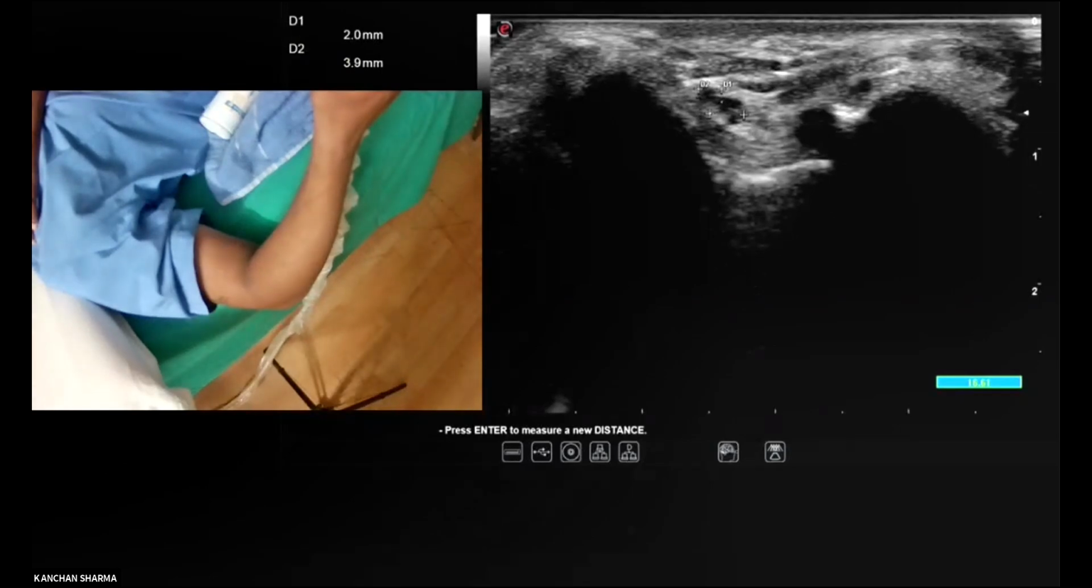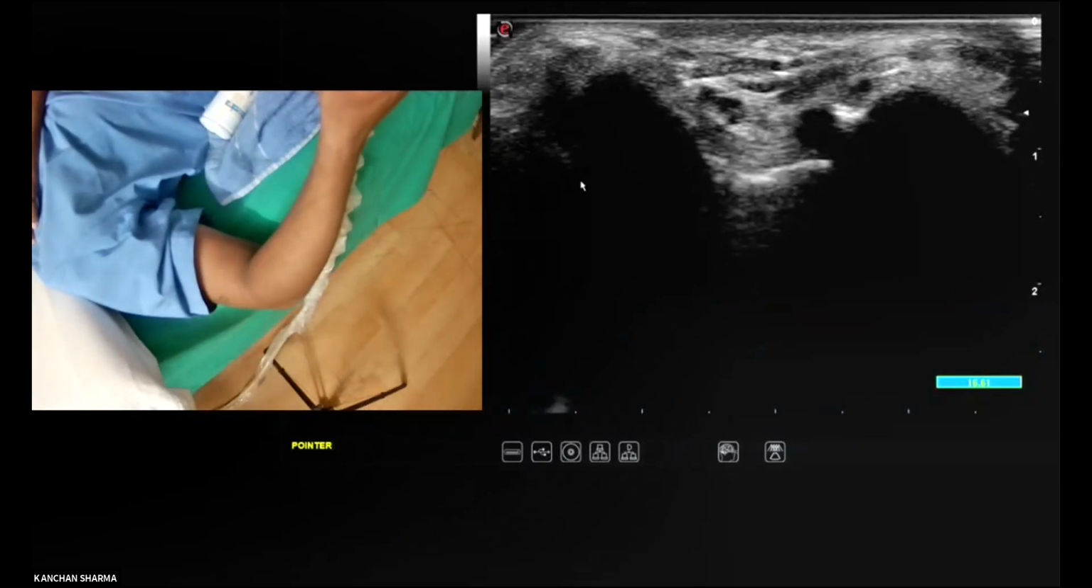How I have told you, we will be taking the measurement. Just give me a second. I'm coming out of the measurement. We will be measuring it in the short axis, that is, vertically as well as horizontally. This is where you need to measure it, very close to the medial epicondyle. So this was all about the ulnar nerve.